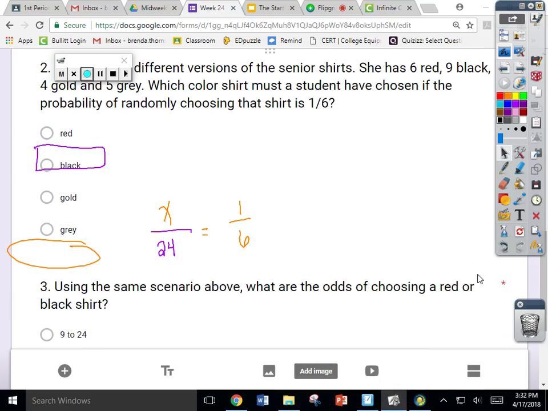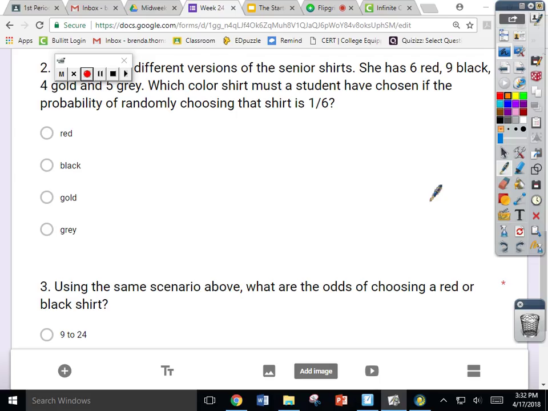So then they go down to this third, using the same scenario. What are the odds of choosing a red or a black shirt? So remember, odds is different than probability. Probability was out of the total number of shirts, whereas odds would be what I want, called a favorable outcome, to what I don't want, or unfavorable.